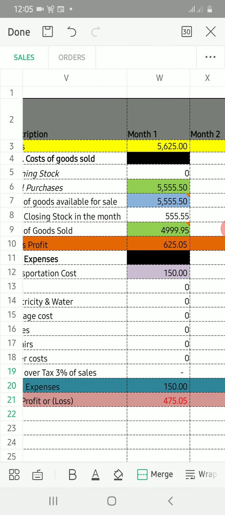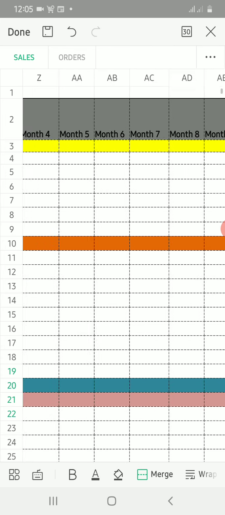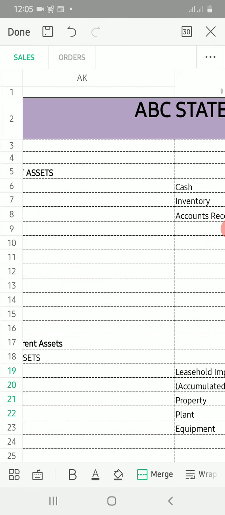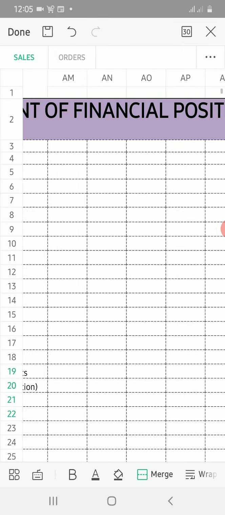Remember, financial literacy is important in every business, and that's why you see most businesses collapsing, because when it comes to accounting for their money, it's a challenge. But with this tool, that will be a thing of the past. Also in the coming lessons, we'll be able to analyze the statement of financial positions.